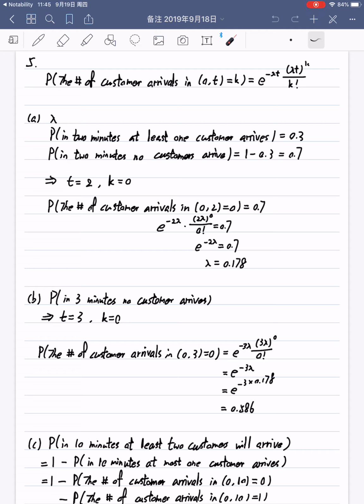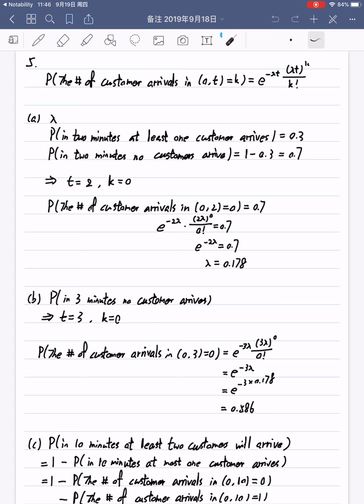So for question A, to find lambda, we can know that the probability that in 2 minutes at least one customer arrives is equal to 0.3 according to the problem. So the probability that in 2 minutes no customer arrives is the reverse, so it equals 1 minus 0.3 equals 0.7, and this probability means that t equals 2, k equals 0. So the probability that the number of customer arrivals in 2 minutes equal to 0 is equal to 0.7.